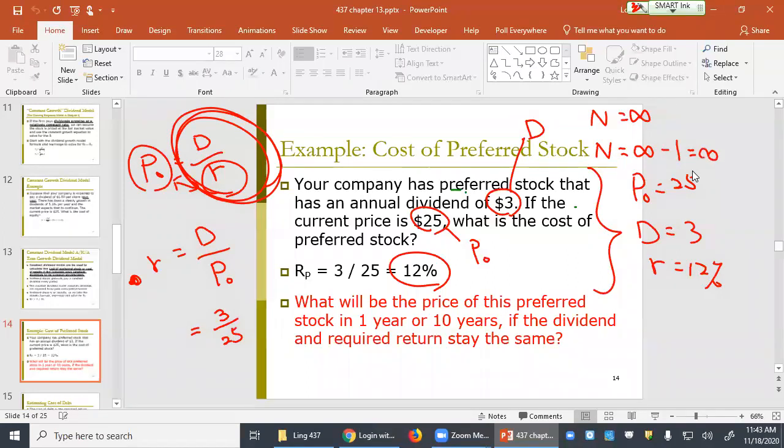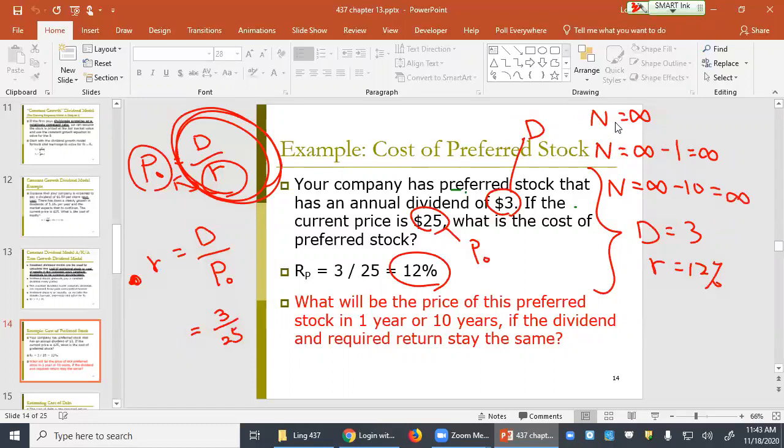It's still infinity, exactly. What if 10 years from now? If you buy the stock 10 years from now, how many dividend payments would you get? It will be infinity minus 10 payments. What would that be? It is still infinity.